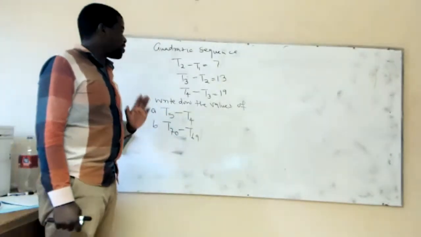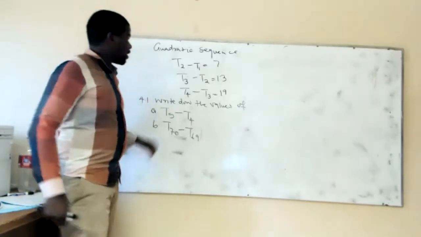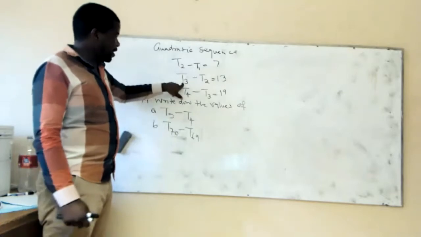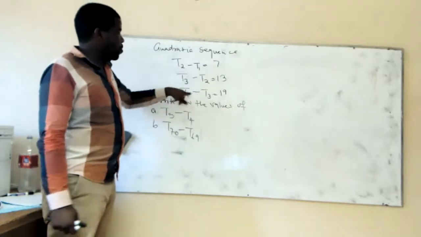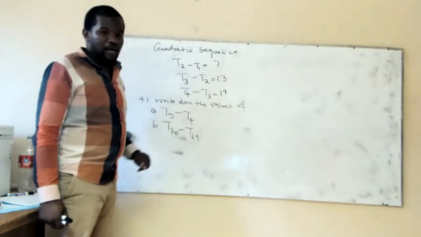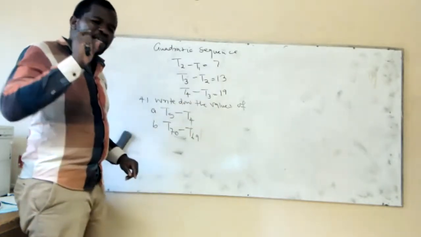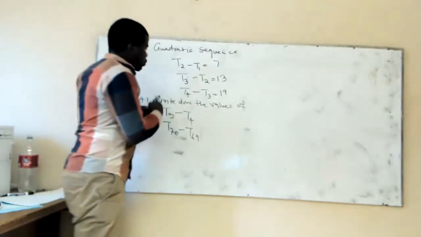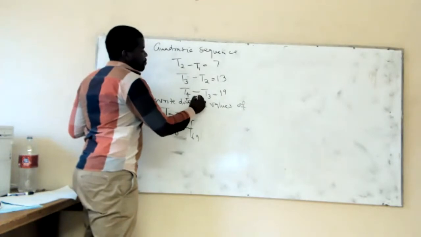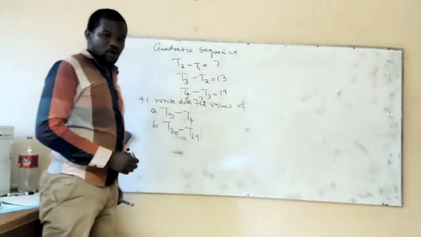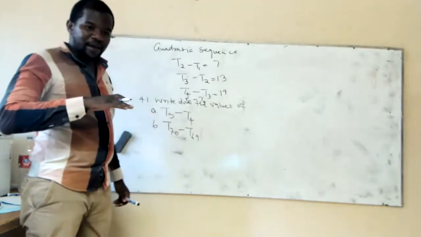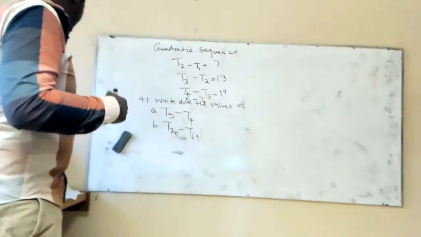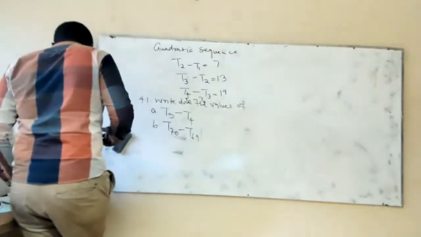You must listen attentively here, because this question is very interesting. See, we have T2 minus T1, which is 7, T3 minus T2, 13, T4 minus T3, 19. What could be the next term that comes after that? The next term is going to be given by T5 minus T4. Are we all fine with that?